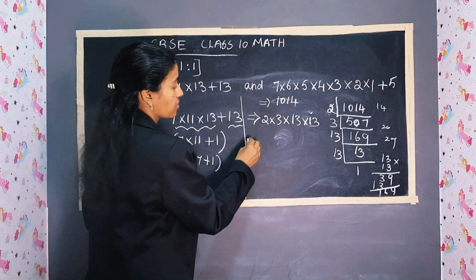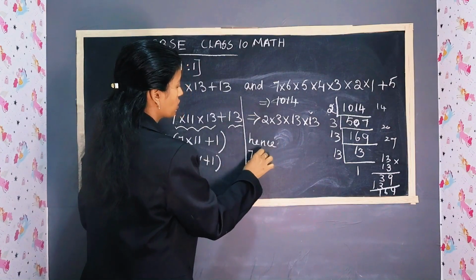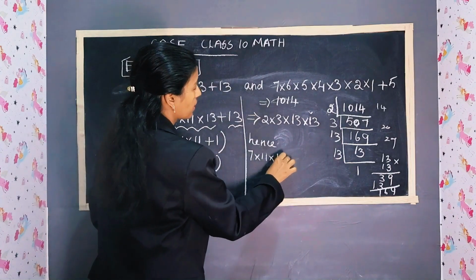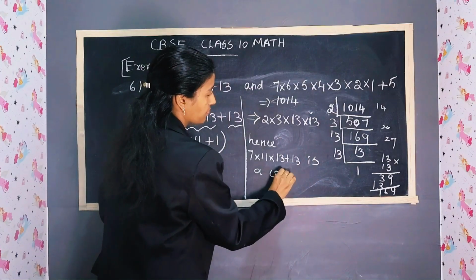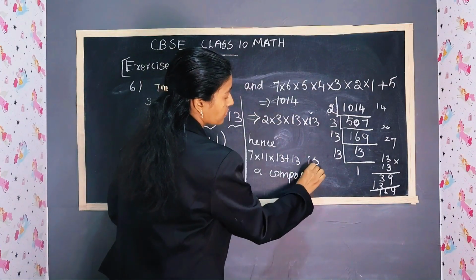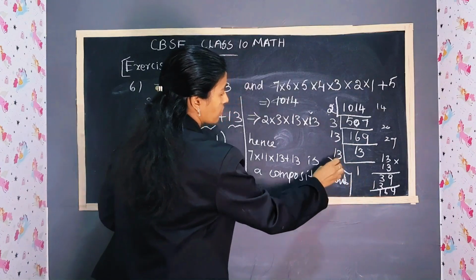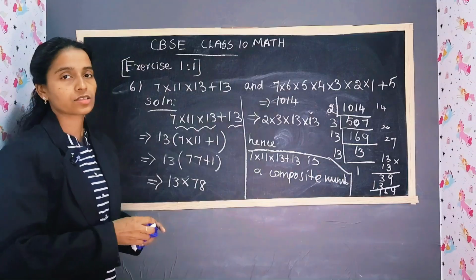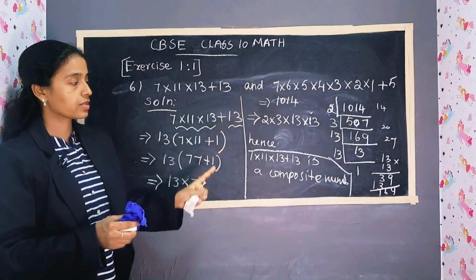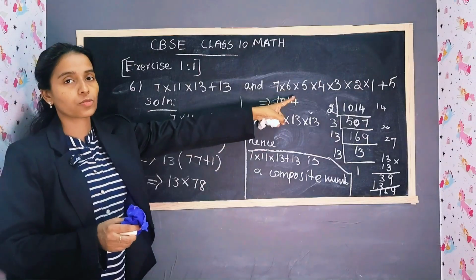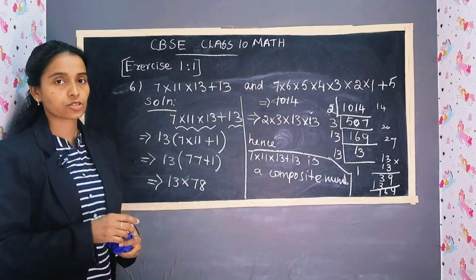How we can write the answer? Hence 7 into 11 into 13 plus 13 is a composite number. This is the answer of first sub question. Next question also there. We need to check this number is a composite number or not. Now we can see the solution for that.